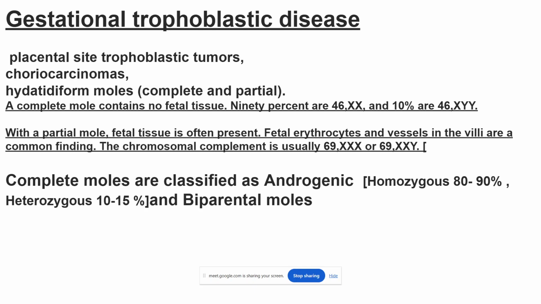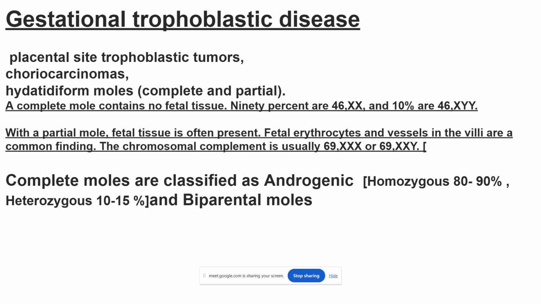Placental site trophoblastic tumors and choriocarcinomas are very few in number, and we rarely see such patients. Sometimes the hydatidiform mole may progress into a choriocarcinoma. Now, we will give more importance to the moles, or molar pregnancy, or hydatidiform mole, and the others we will just casually refer to.